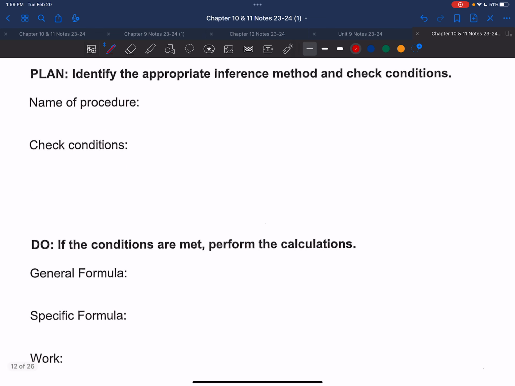In the plan section, we need to know the name of the procedure and also check our conditions. So we have one mean difference. So in this case, our name is going to be the same as the first video we did, where it's one sample T interval. And in this case, we're doing it for mu sub diff.